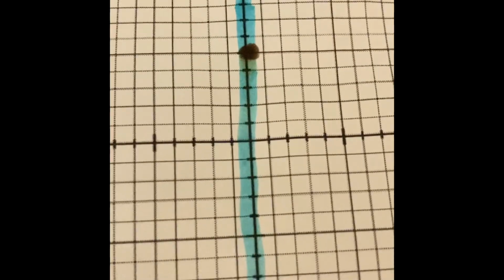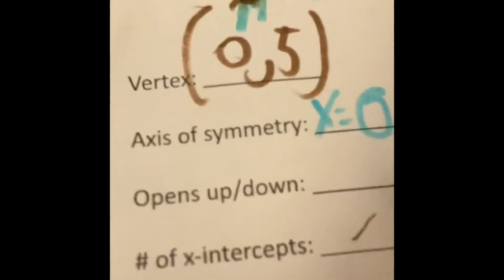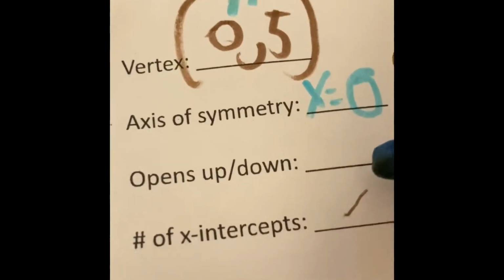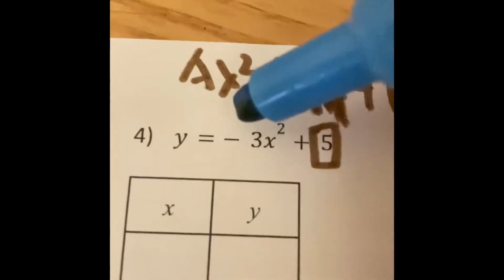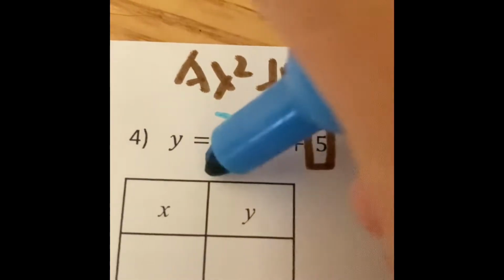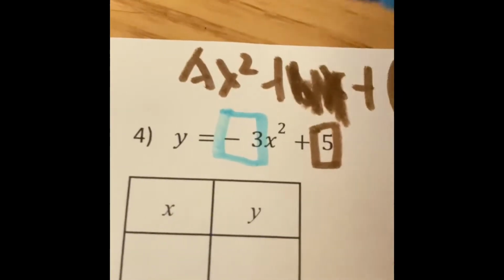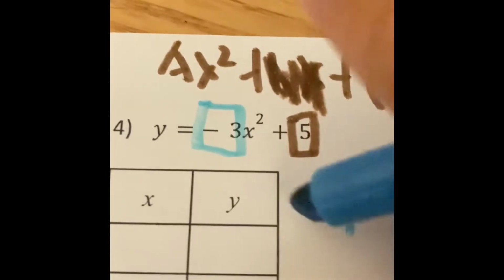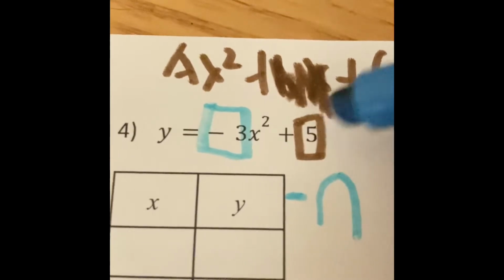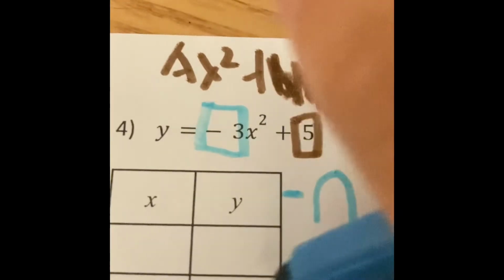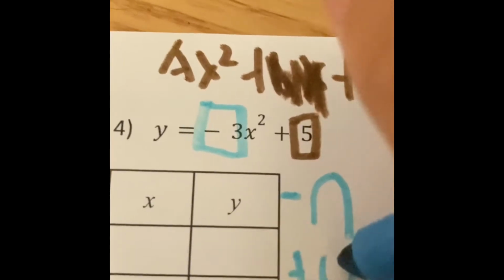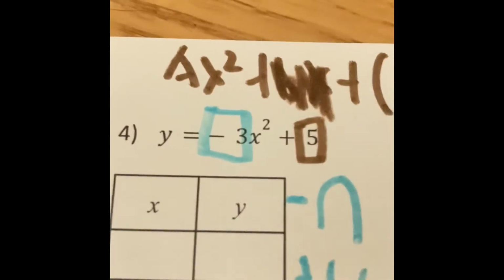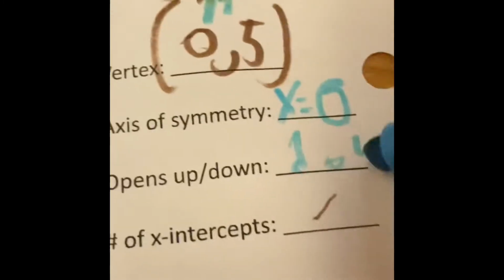The next thing we have to look at is whether the parabola opens up or opens down. If you look back at the equation, there's a negative in front of the coefficient of x squared, which means the parabola will be facing down. If you have a negative coefficient on x squared, it is going to face down. If you have a positive one, it will face up. So in this case, we're going to say that this opens down.